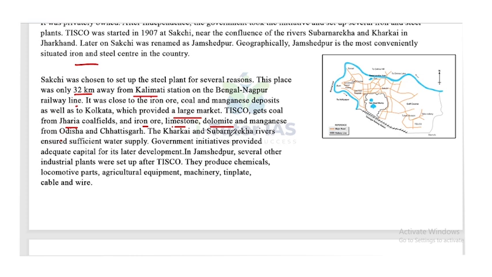The Kharkai and Subarnarekha rivers ensure sufficient water supply. Okay, so these are the rivers which give sufficient water supply for the TISCO. Government initiatives provided adequate capital for its later development. In Jamshedpur, several other industrial plants were set up after TISCO. They produce chemicals, locomotive parts, agriculture equipments, machinery, tin plate, cable and wires, etc.